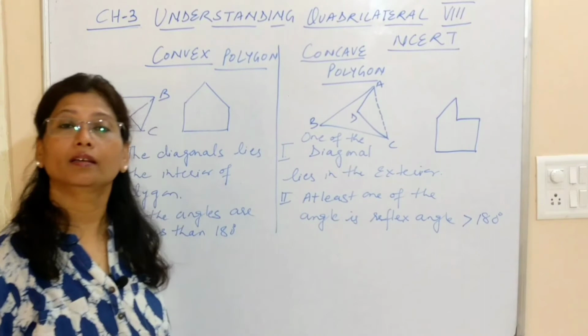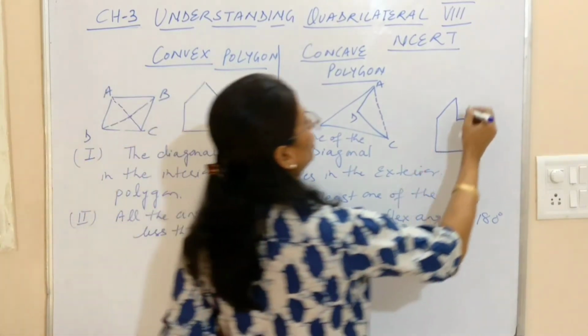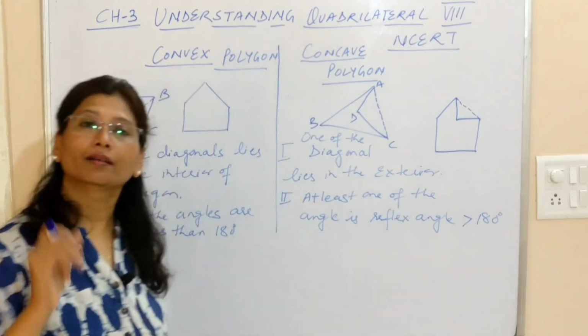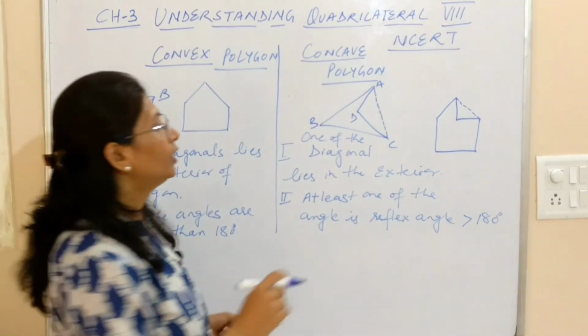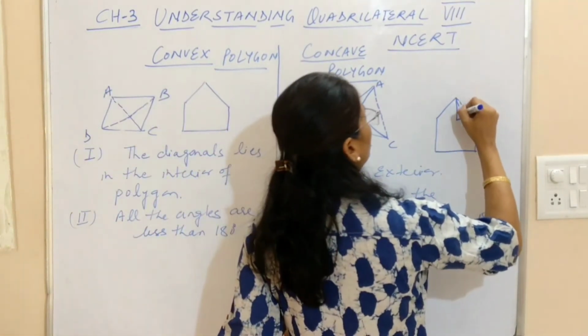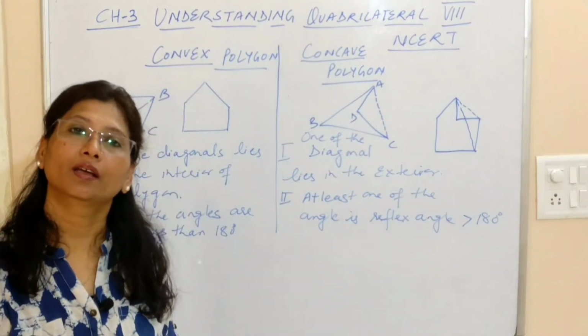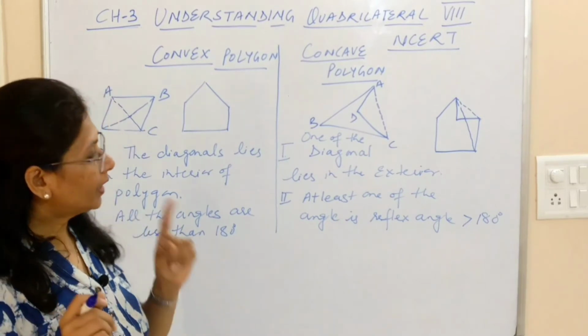It is lying in the exterior. Over here also, you are joining two non-consecutive vertices, and the diagonal is lying outside. Even if you see, if I join this, it is partially coming inside and partially it is in the exterior. That is the first point.